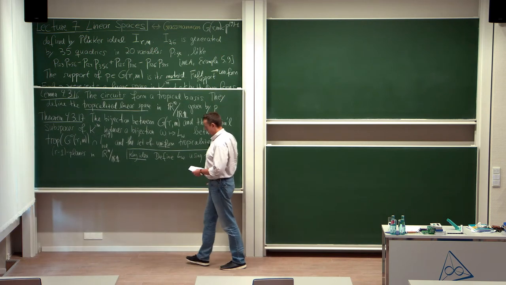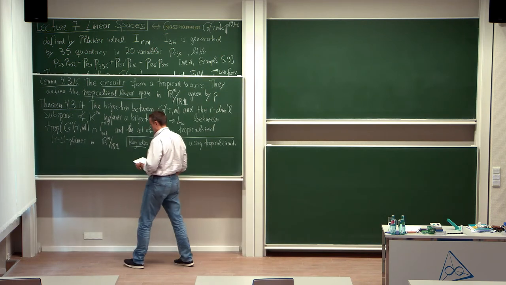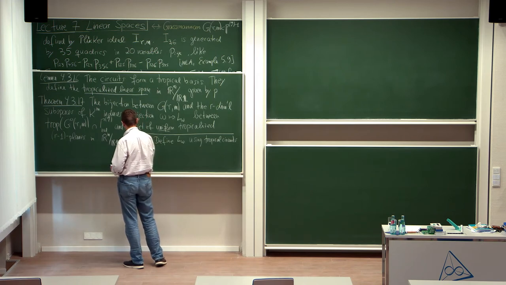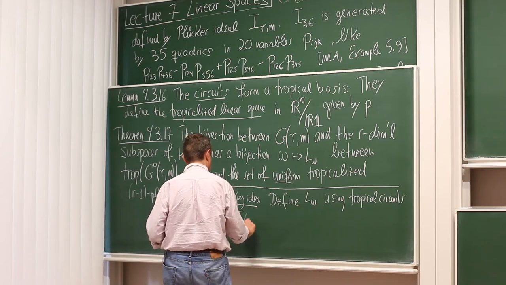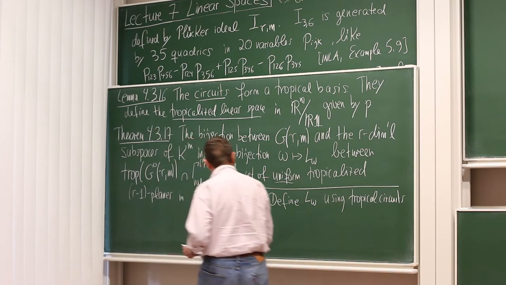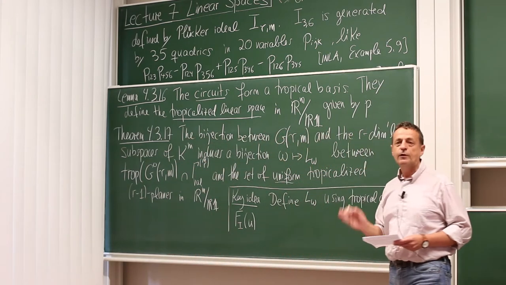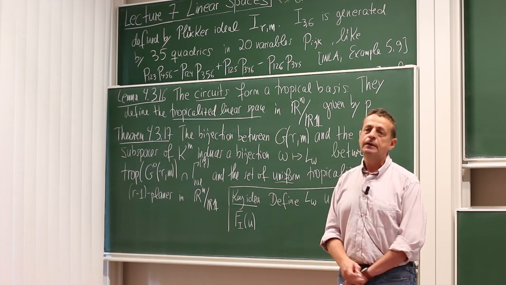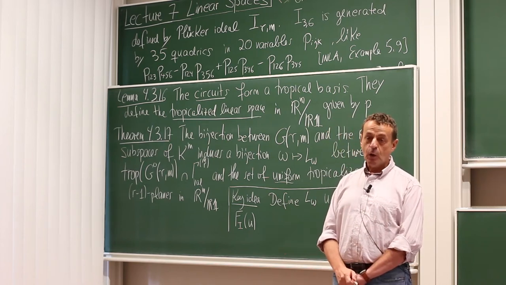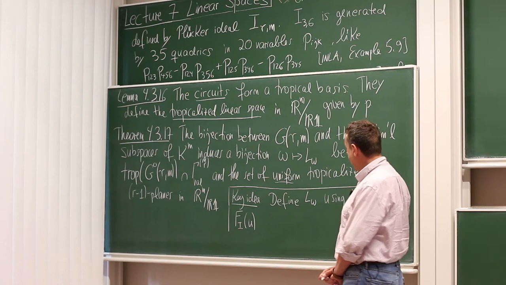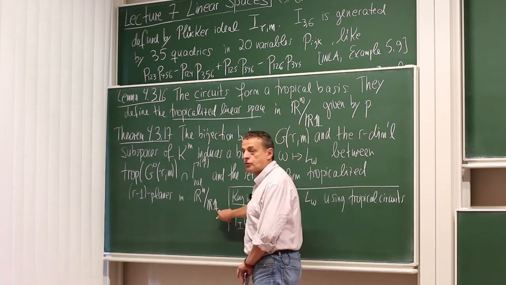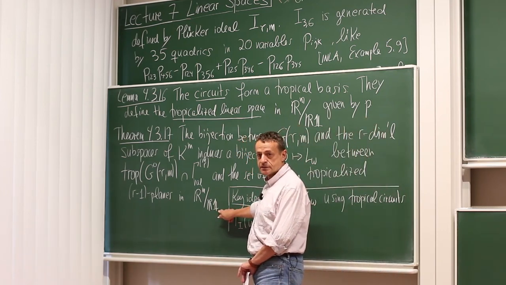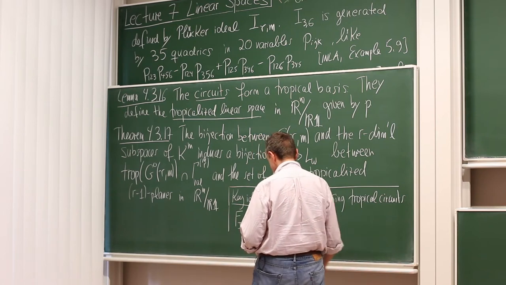I'm going to use the following notation. I'm going to use the notation F_i of u. Now u is an unknown with m coordinates, so I'm in R to the m. I have coordinates u1, u2, up to um, but modulo tropical scaling. So these are now tropical equations.